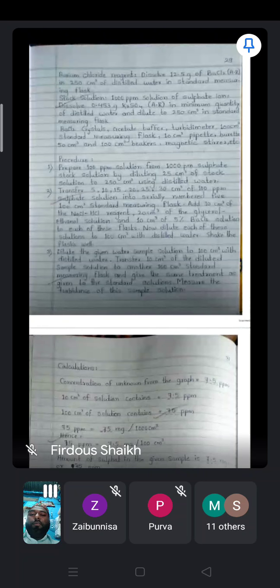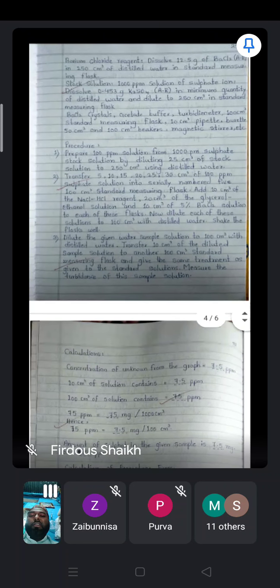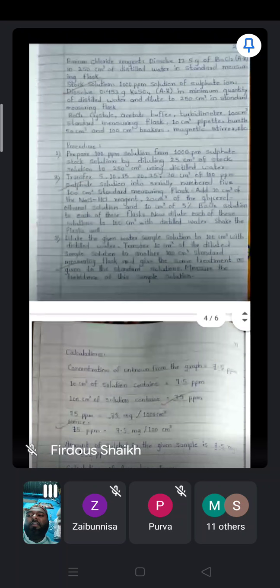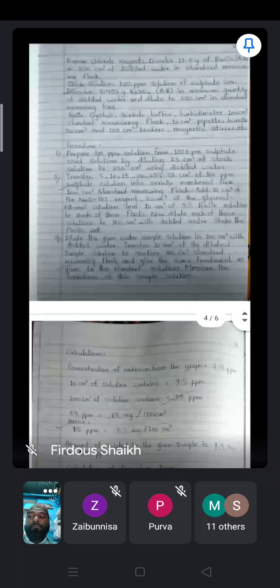Now what is the procedure? The procedure is very simple. We have to prepare the 100 ppm solution from the 1000 ppm sulfate stock solution by diluting 25 cm cube of the stock solution to 250 cm cube using distilled water. Then we will transfer 5, 10, 15, 20, 25, 30 cm cube of the 100 ppm sulfate solution into serially numbered 100 cm cube standard measuring flasks.